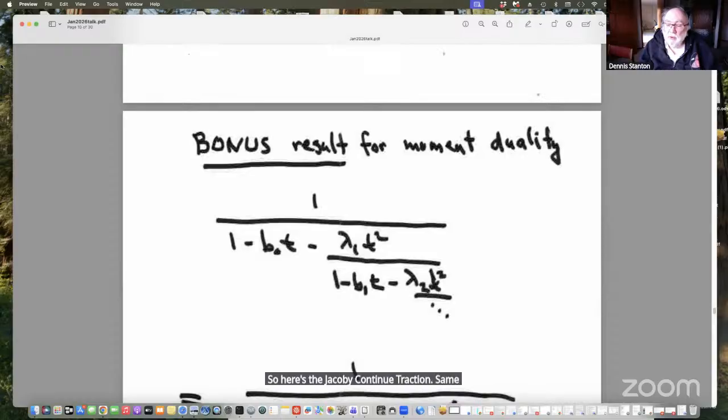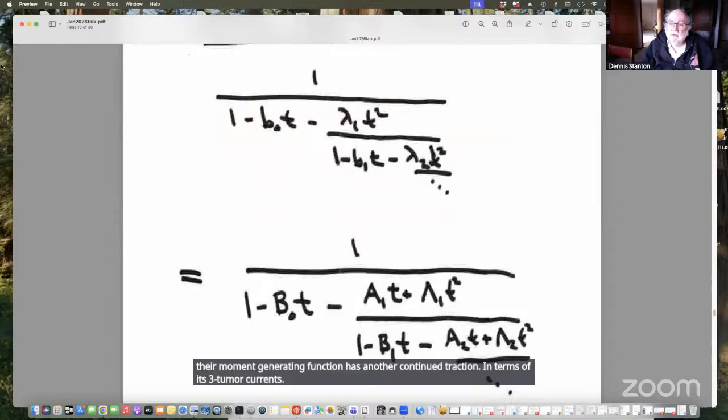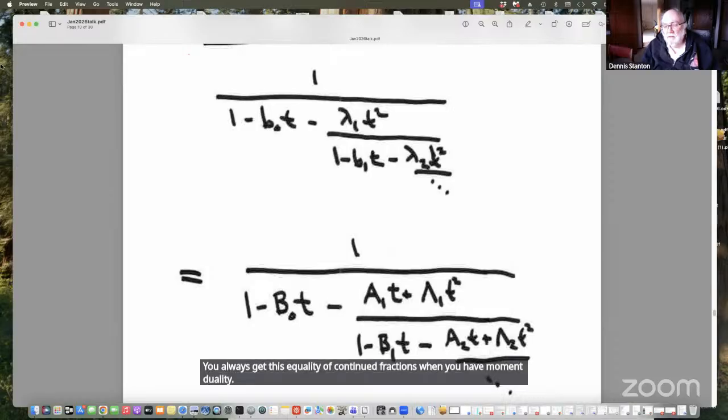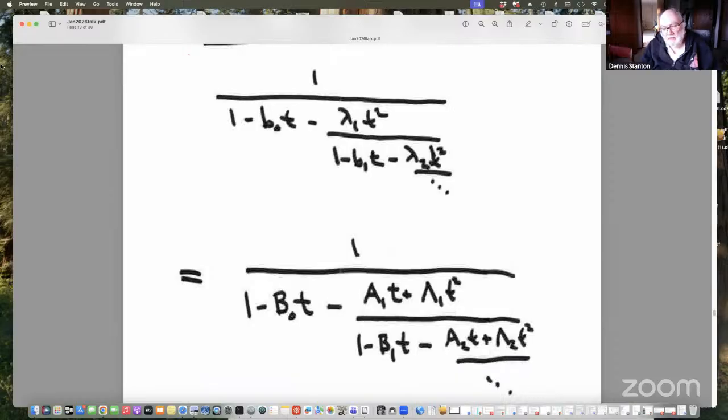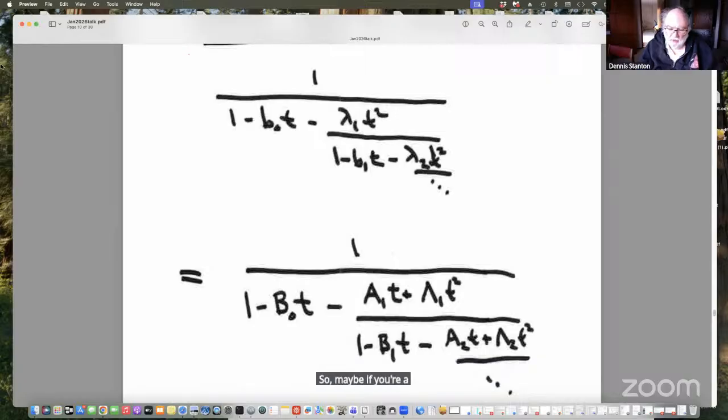Same thing happens for type R1. Their moment generating function has another continued fraction in terms of its 3-term recurrence. You always get this equality of continued fractions when you have moment duality. And the examples I have in the papers, I don't know how to prove this otherwise. So maybe if you're a wizard with continued fractions, you can, but I didn't see how to do it. So as far as I know, these are non-trivial type theorems on continued fractions.